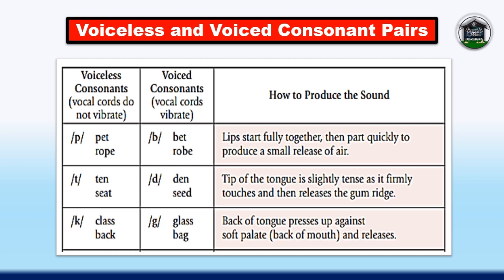T, T. Ten, seat. D, D. Den, seed. For these two sounds, the tip of the tongue is slightly tense as it firmly touches and then releases the gum ridge. T, d. K, K. Class, back. G, G. Glass, bag. To produce these two sounds, the back of the tongue presses up against the back of the mouth and then releases. K, g.